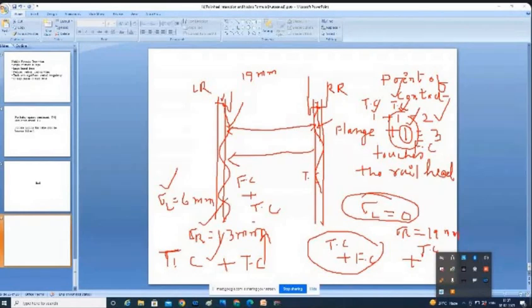Whenever one side becomes 0, that time only flange contact will come into picture. So the maximum number of contacts will be either 3 or 2. Normally in the majority of cases it is 2, and in very few cases it will be 3. Flange contact and tread contact, clear to you or not? Clear, sir.